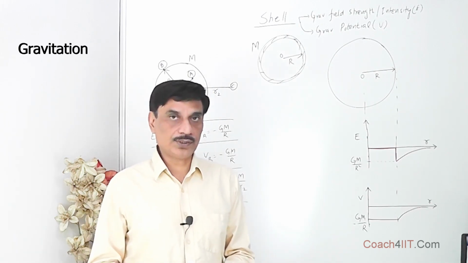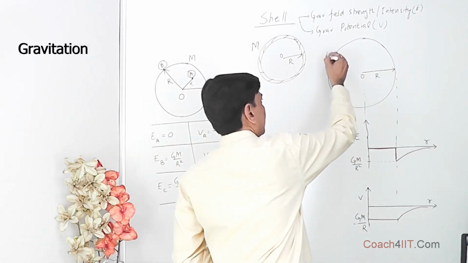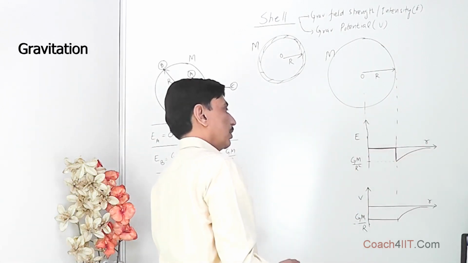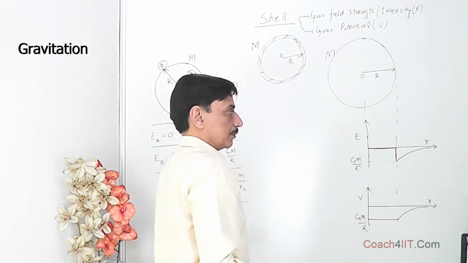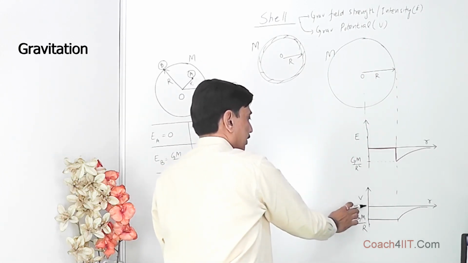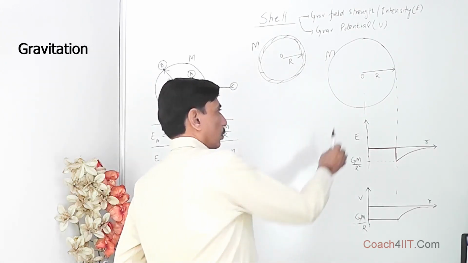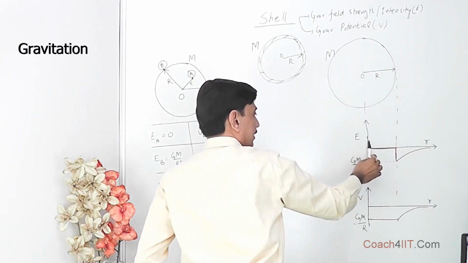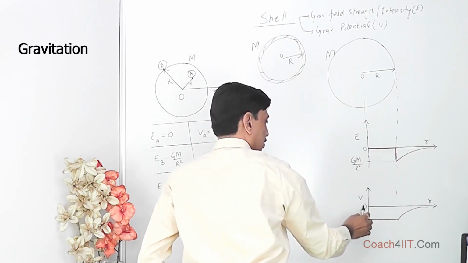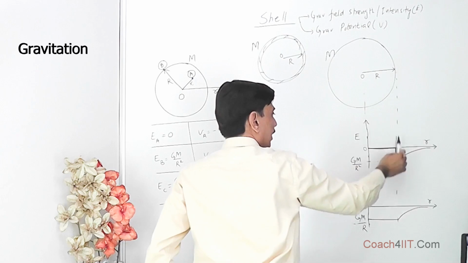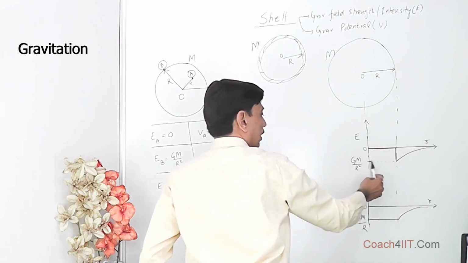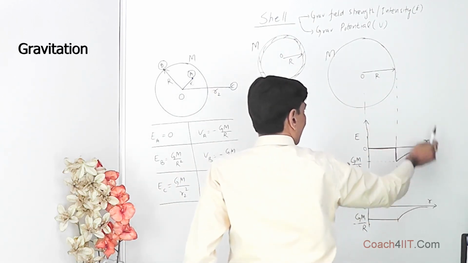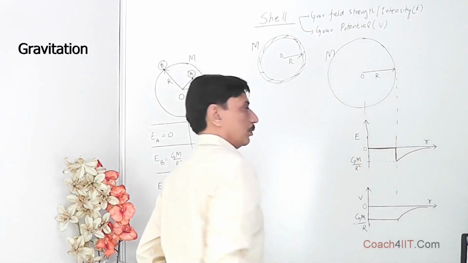Now if we consider a thin shell of mass m and radius r, then this graph is for gravitational field strength or intensity and this graph is for gravitational potential. This way it is positive, this way it is negative. When we go from 0 to r, that is within this shell, the gravitational field intensity is 0. It is 0 till the radius, and suddenly it becomes GM upon r squared, and then as the distance increases, this intensity reduces, and at infinity it almost becomes equal to 0.